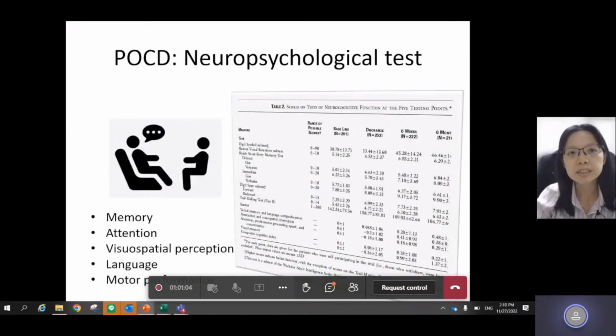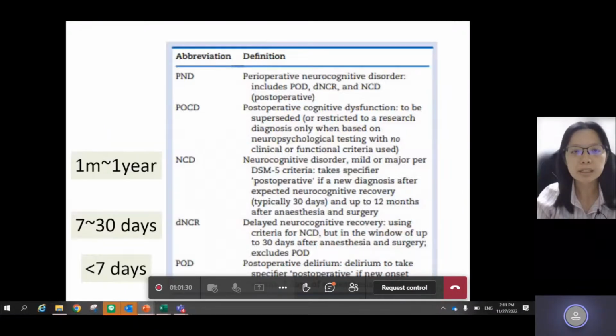But for POCD, it's more complicated. There is no single neuropsychological test that is accepted by all the study populations. POCD could comprise memory, attention, visual spatial perception, language, and motor performance. So it's more complicated, and people can decline in any of these aspects after the operations.